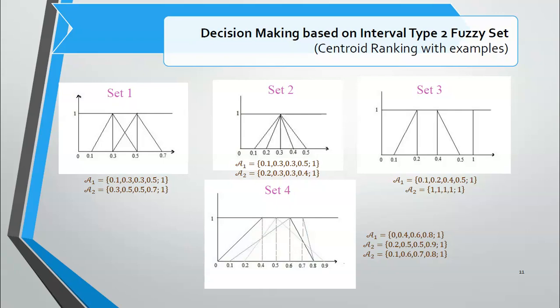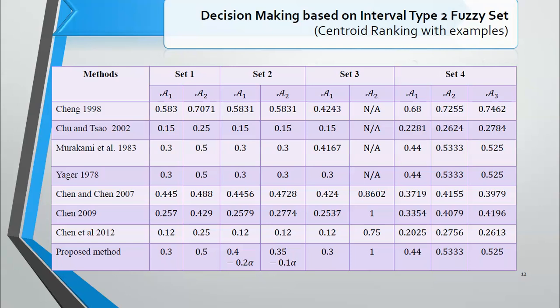The figures in this slide present the set of fuzzy numbers that are used to compare the rank index. Here we calculate the rank values of those fuzzy numbers using centroid ranking methods, and these are simultaneously compared with some previously used ranking methods.